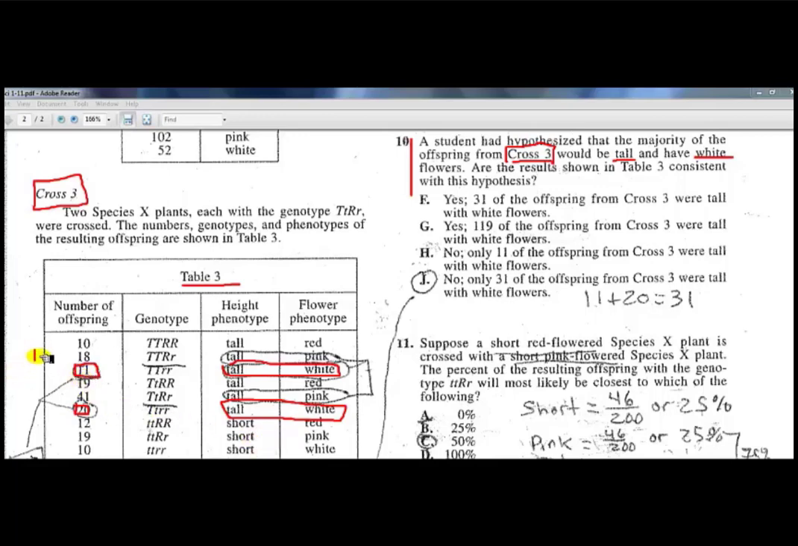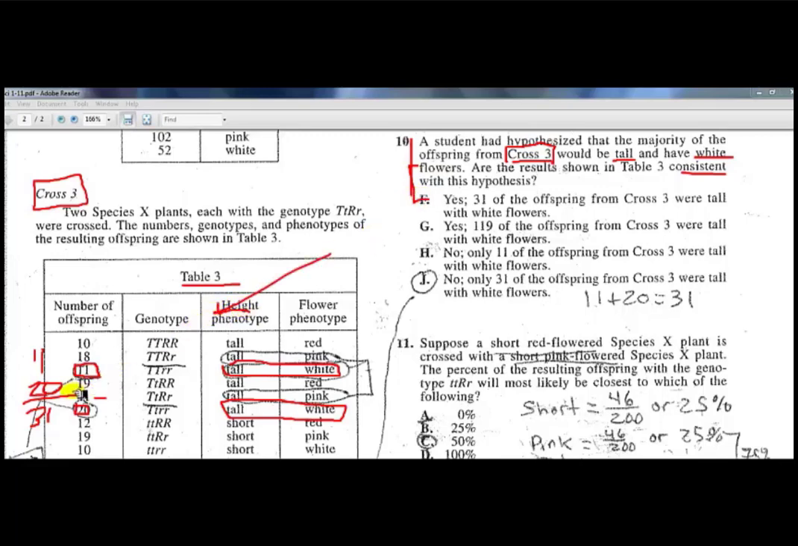11 and 20 make 31. And look at the rest of the numbers in here, 10, 18, 19, 41, 12, 19, and 10. Is this consistent with what you see in the table?